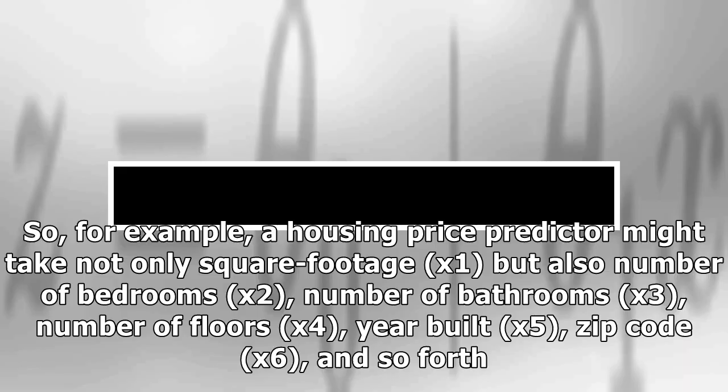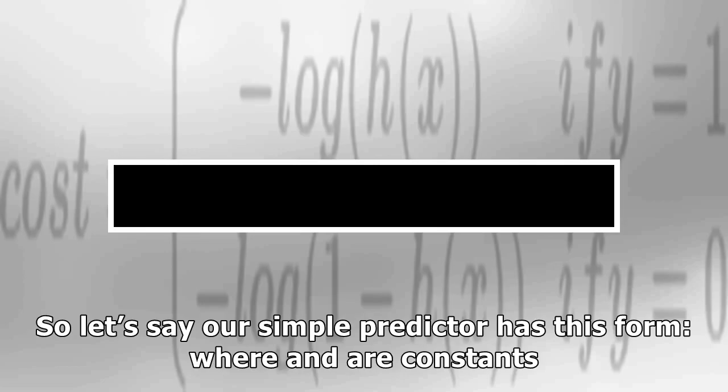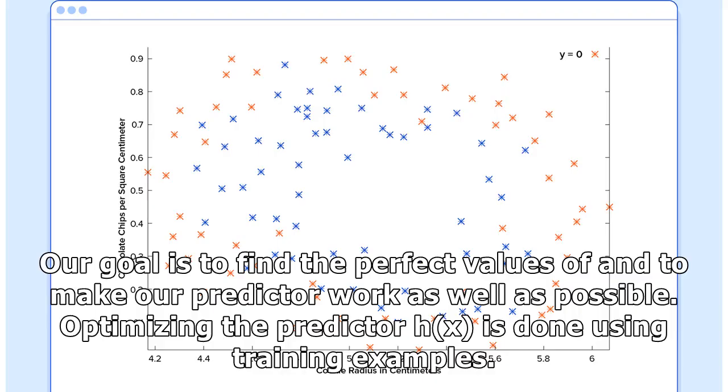So, for example, a housing price predictor might take not only square footage x1, but also number of bedrooms x2, number of bathrooms x3, number of floors x4, year built x5, zip code x6, and so forth. Determining which inputs to use is an important part of ML design. However, for the sake of explanation, it is easiest to assume a single input value is used. So let's say our simple predictor has this form, wherein theta 0 and theta 1 are constants. Our goal is to find the perfect values of theta 0 and theta 1 to make our predictor work as well as possible.